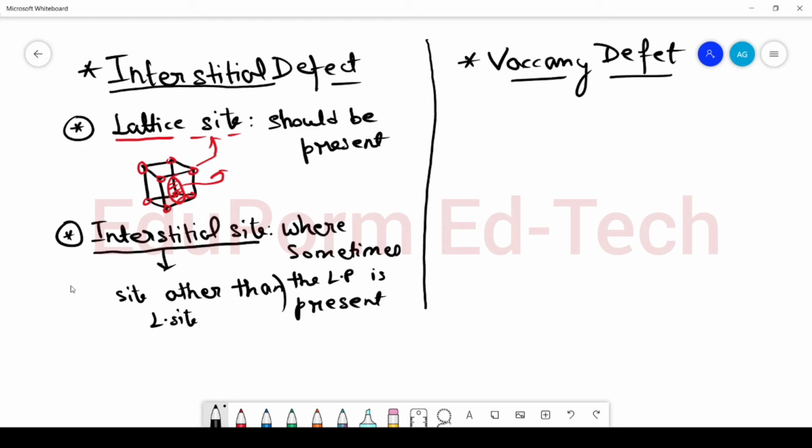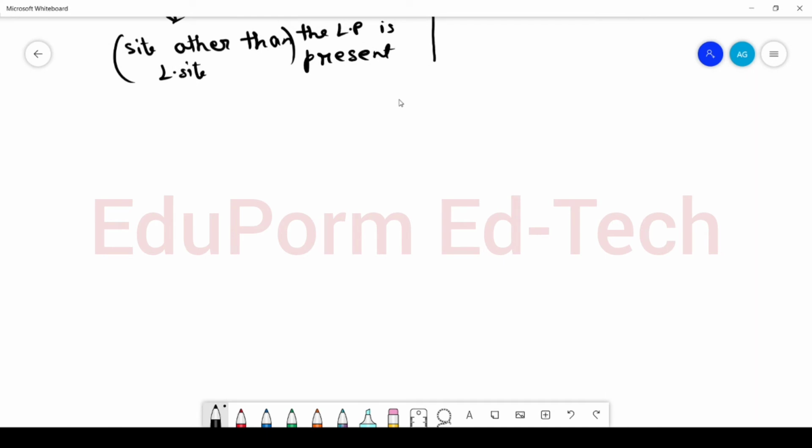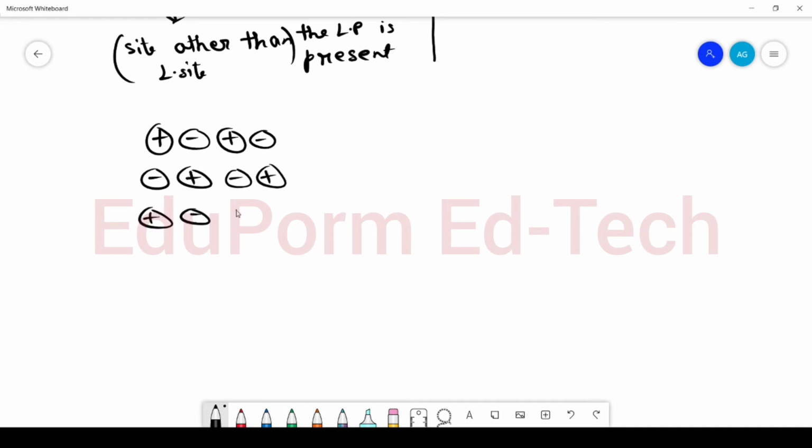Let me tell you by means of an example. Let's say this is the crystal geometry. We have a cation, anion, cation, anion; an anion, cation, anion, cation; a cation, anion, cation, anion. Now all these are the lattice sites where the lattice points should be present. But let's say that here the lattice point is not present, but it is shifted to this position.